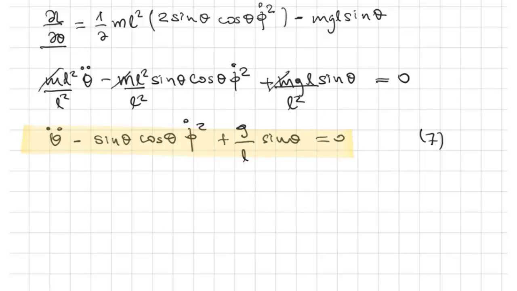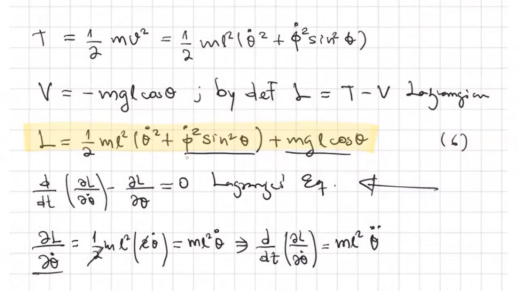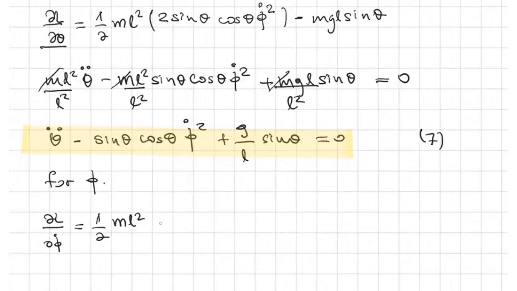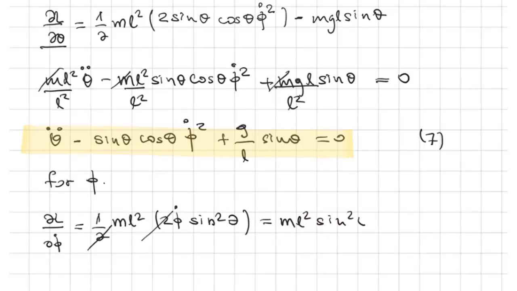Now let's do the same for the variable φ. dL/dφ̇ is equal to 1/2 mL², and the derivative with respect to φ̇ of this will be 2 φ̇ sine squared of θ. The 2 cancels with the 1/2, and we have mL² sine squared of θ φ̇.